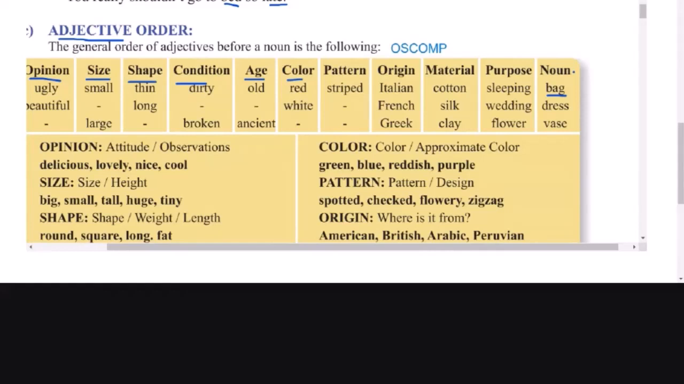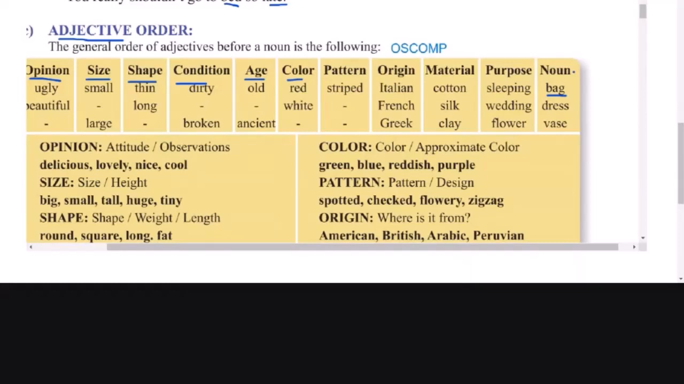Circular, it's a shape. It's a huge circular disc in the air. It was a UFO, right? Something like that. But yes, the shape, and then the condition. It's working. It's broken. It's dirty. It's X-rated, right? Whatever it is. And then the age. It could be old, it could be ancient, it could be young, it could be new, right? And then the color, obviously, the pattern, stripes, like my shirt, stripes.